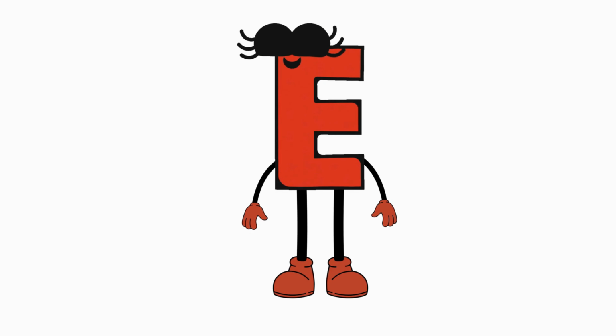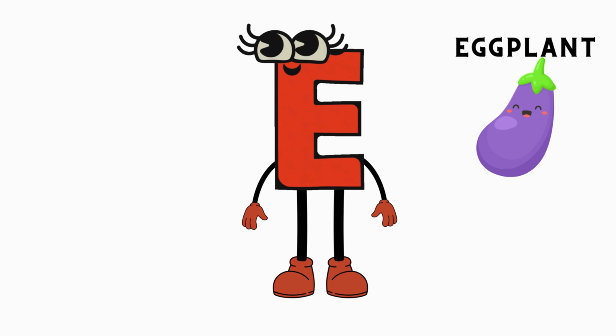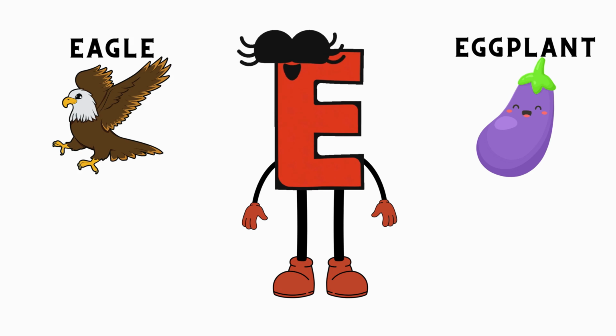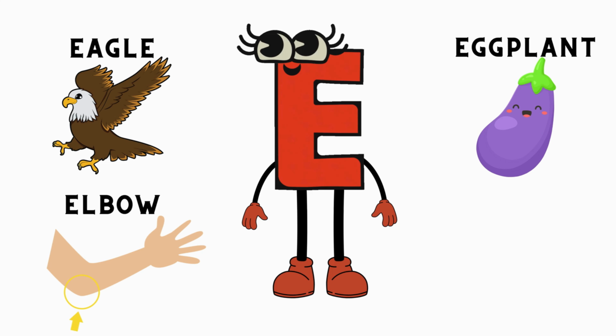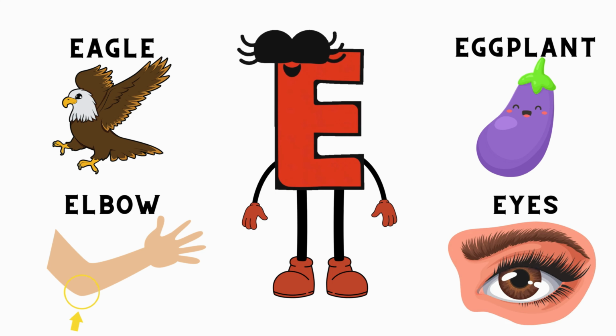The letter E is for eggplant. Eagle. Elbow. Eyes.